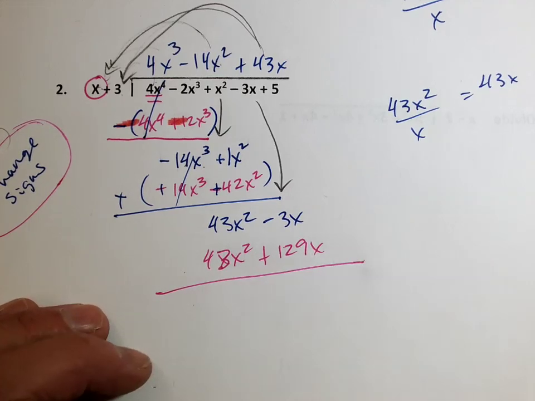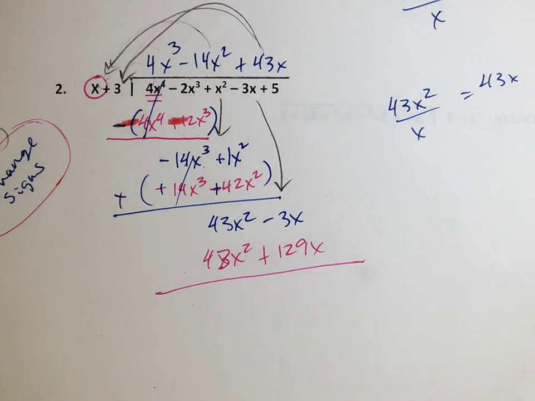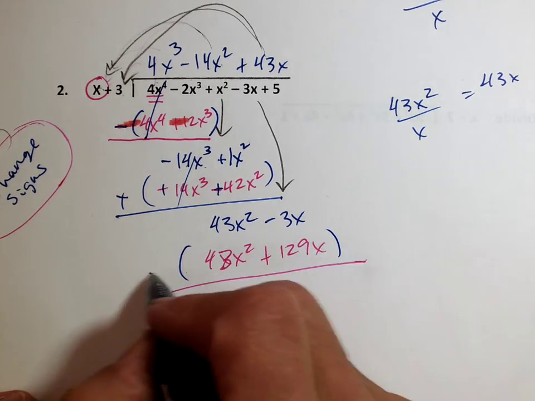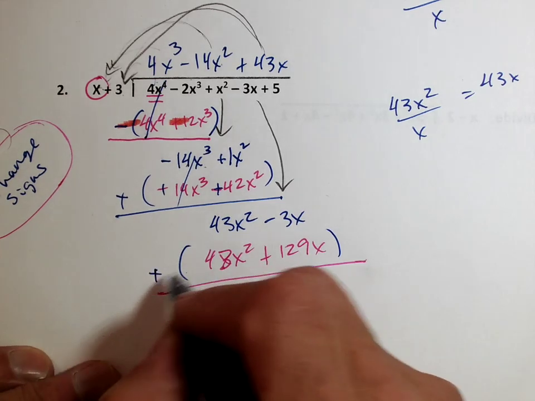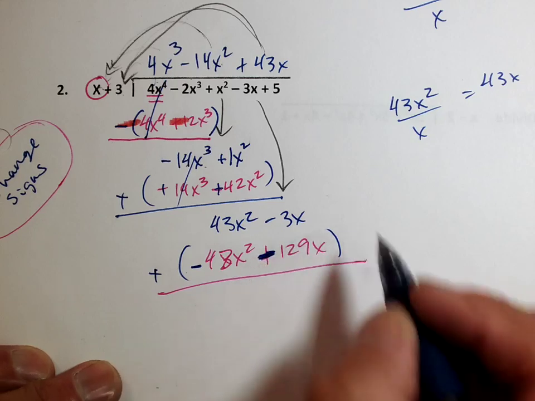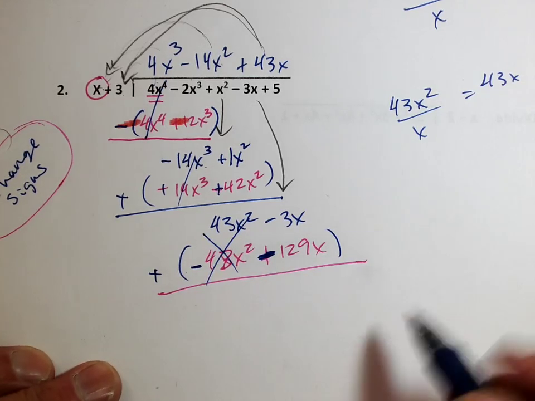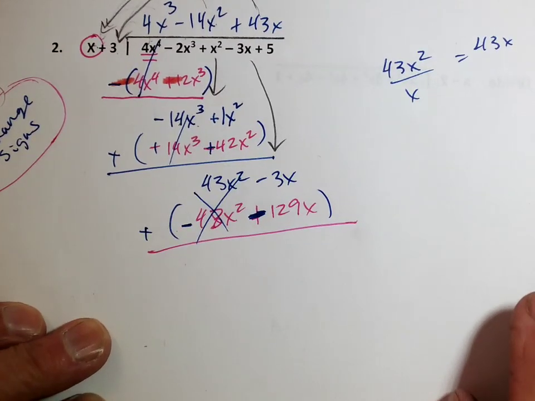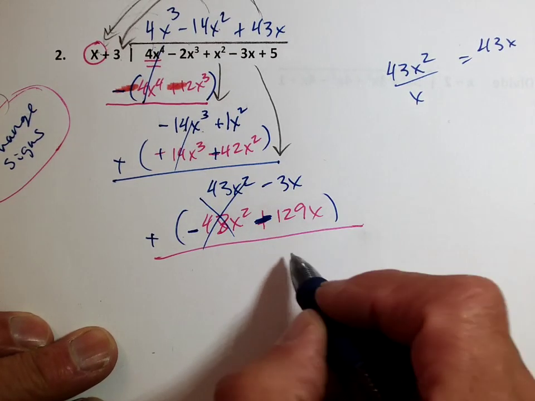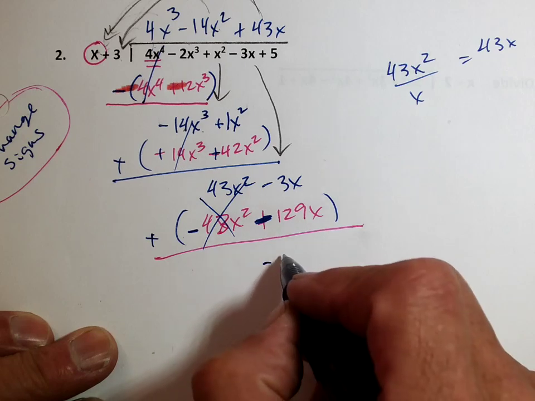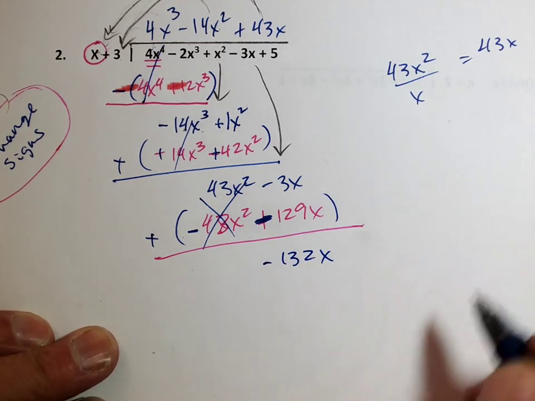I'm going to subtract, right? Okay, so if I subtract, it's easy for me just to change the signs. So I just bring the signs through, so I'm going to make that a minus and that a minus, right? That cancels. That's the whole point, right? And then negative 3 and negative 129 makes a negative 132x, right?